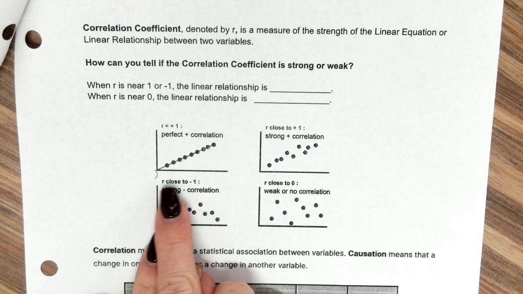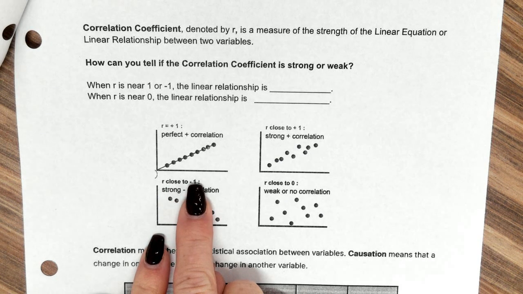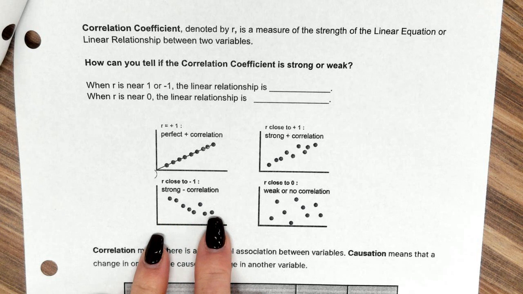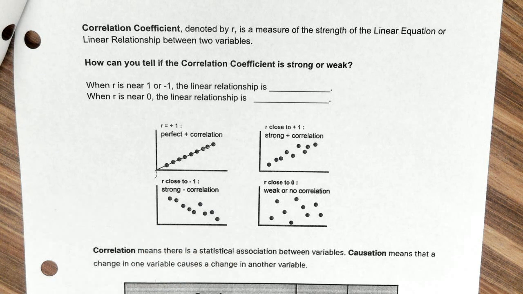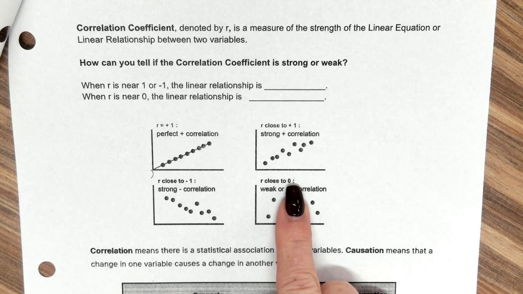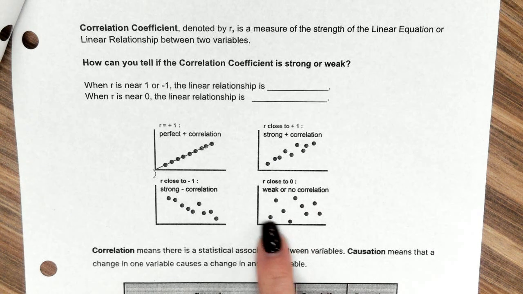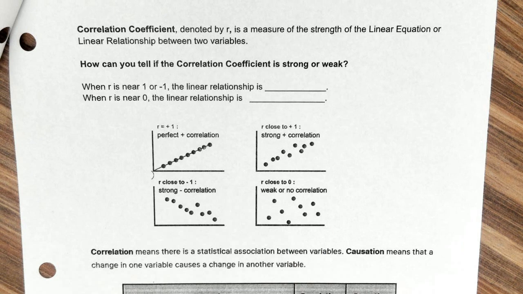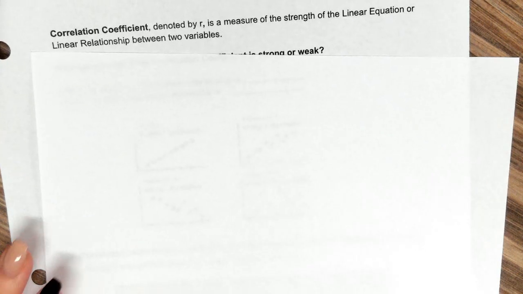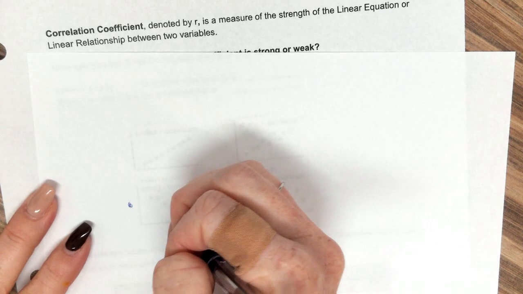This would be an R that's really close to -1 because these dots would be close to making a straight line that goes down. But this R would be really close to 0 because there is a very weak or absolutely nothing going on in that graph. Does that make sense?